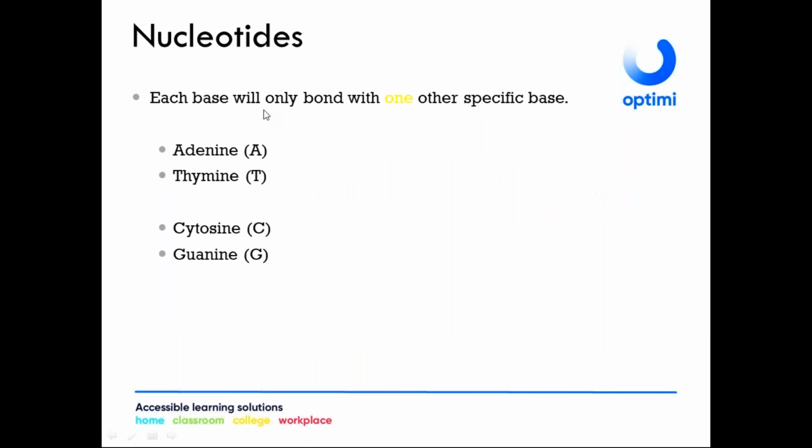Each base will only bond with one other specific base. Adenine only bonds with thymine. Guanine only bonds with cytosine. These are called a base pair. This is another base pair. Complementary base pairs.